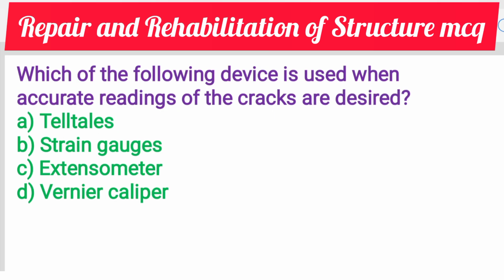Next question. Which of the following devices is used when an accurate reading of the crack is desired? Option A telltales, option B strain gauge, option C extensometer, option D vernier caliper. So the correct answer is option A, telltales.